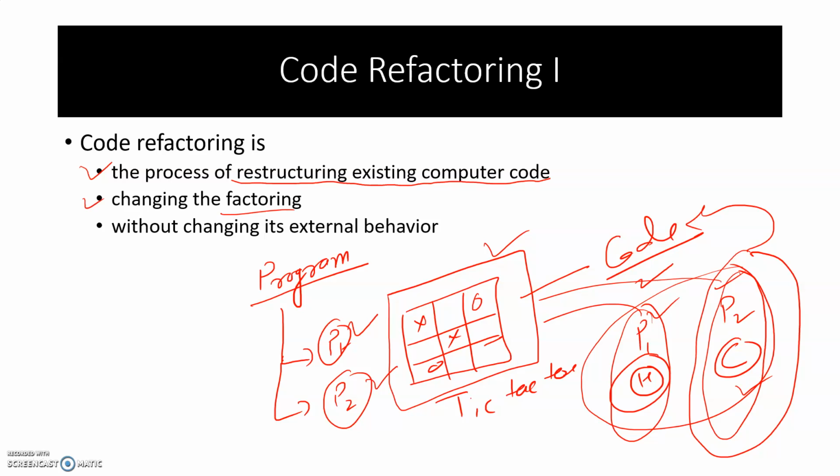You are making the change in the code without changing its external behavior. So the behavior of this code will be the same. Player 1 will play, player 2 will play, take this game, tic-tac-toe game. Only the difference is, rather than keeping human being as a player 2, you are adding computer as a player 2. So this is the basic definition of code refactoring, where you are restructuring the programming code. Behavior will not change, but the structure of the code will change to add additional feature.